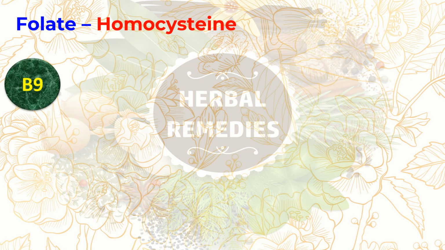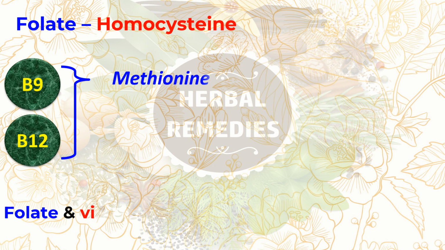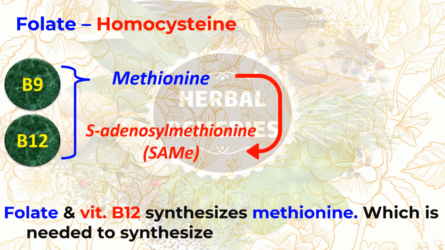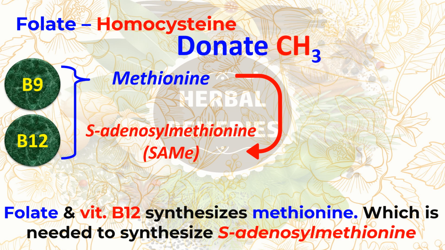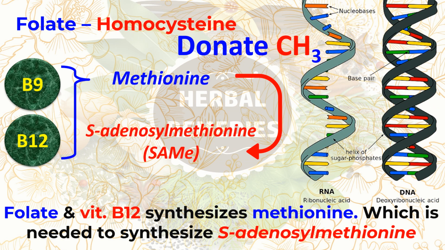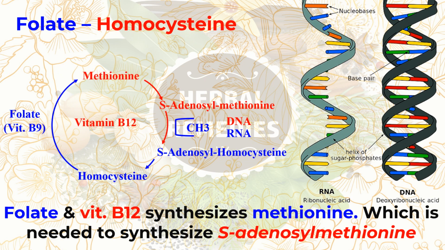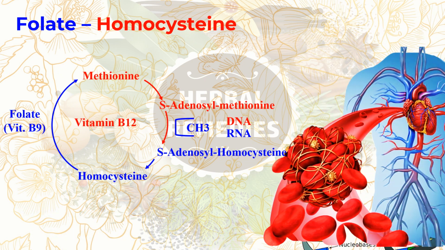Folate, along with vitamin B12, is needed in the synthesis of methionine. Methionine is needed to synthesize S-adenosylmethionine. S-adenosylmethionine is used as a methyl donor within both DNA and RNA. These methyl groups can protect DNA against the changes that might lead to cancer. This synthesis of methionine from homocysteine is also important to prevent a buildup of homocysteine in the blood.